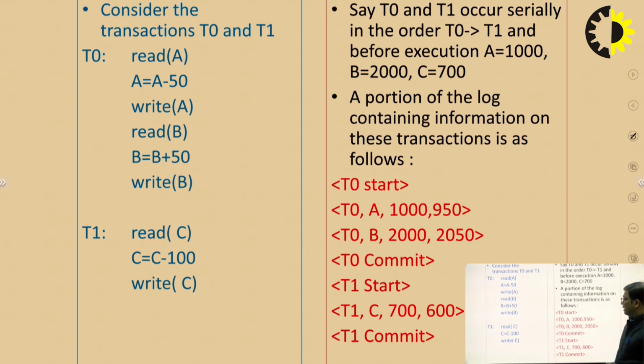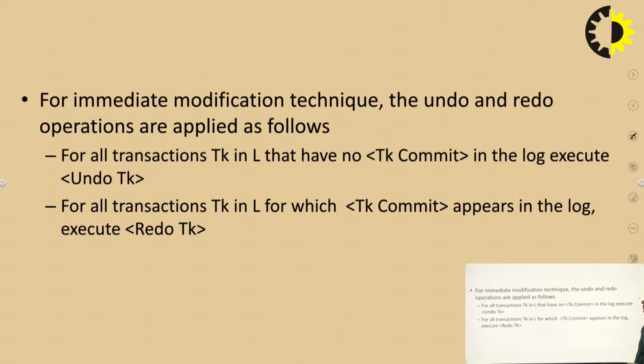So this is the example. The same example we have taken for the immediate database modification. In the immediate modification technique, the undo and redo operations are applied. You have seen that in the deferred database modification, only the redo operation is there. Only redo. There is no undo operation.